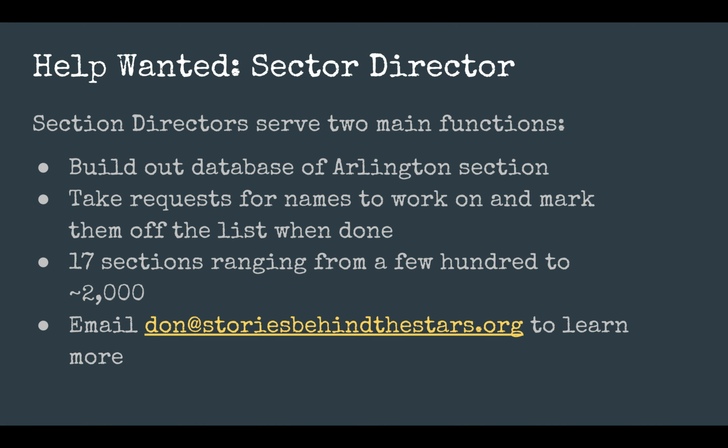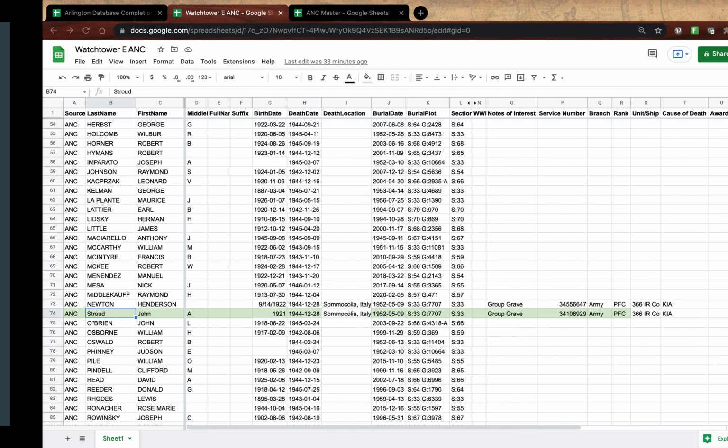Okay, let's talk a little about state directors in case you're curious. So, did I say state directors? I meant section directors. Typo there. Our section directors serve 2 main functions. They build out the databases of the Arlington sections, and they take requests for names to work on, and then they mark them off the lists when they are done. There are 17 sections ranging from a few hundred to up to 2,000. So if you're interested in maybe being a section director, please email me and I'll get you more details. Just to whet your whistle a little bit here.